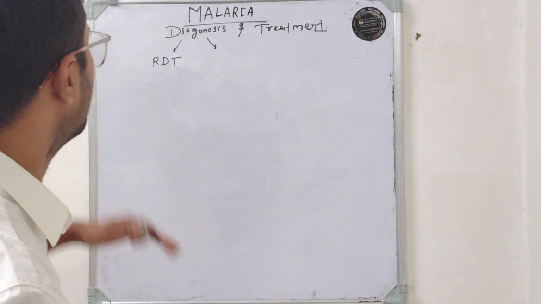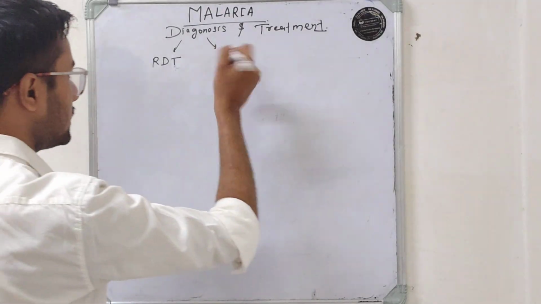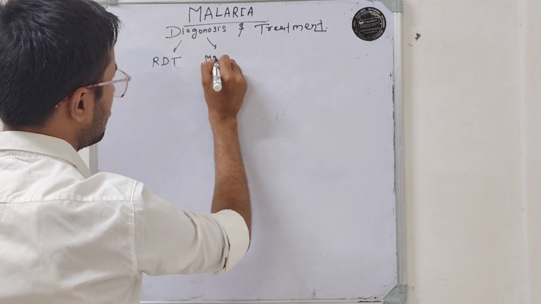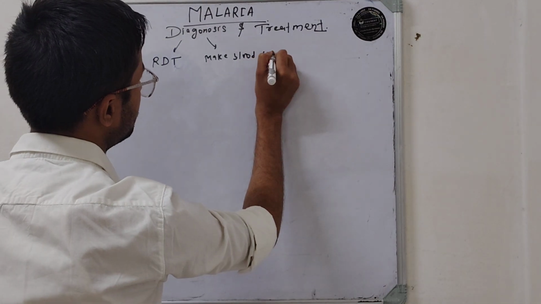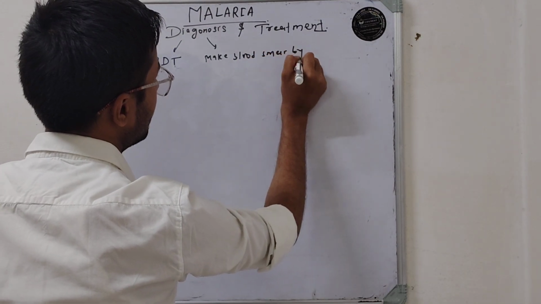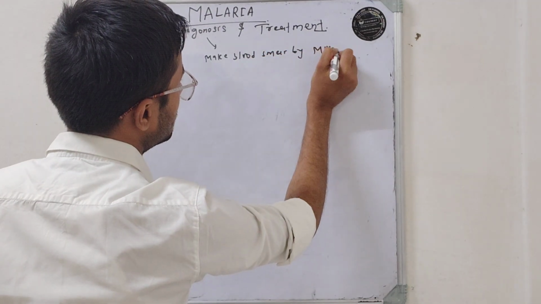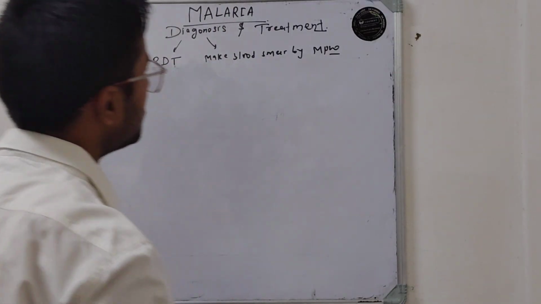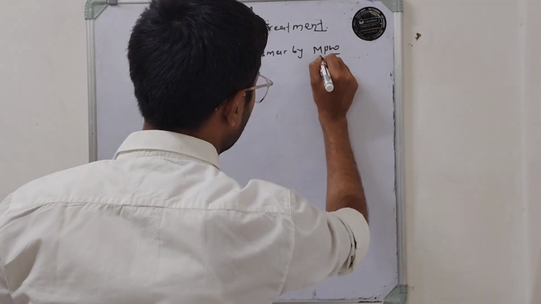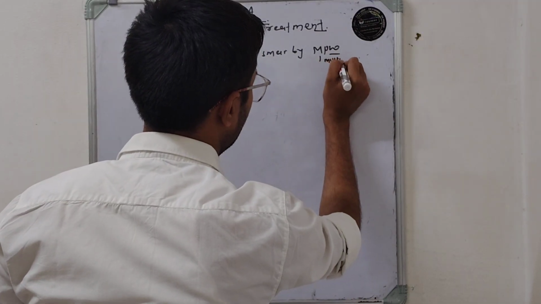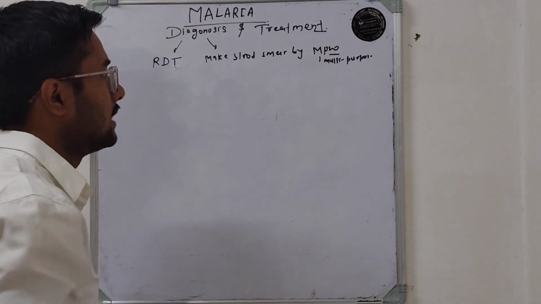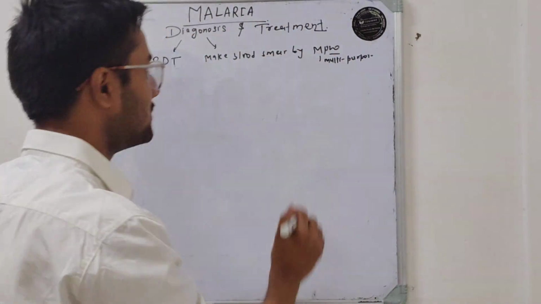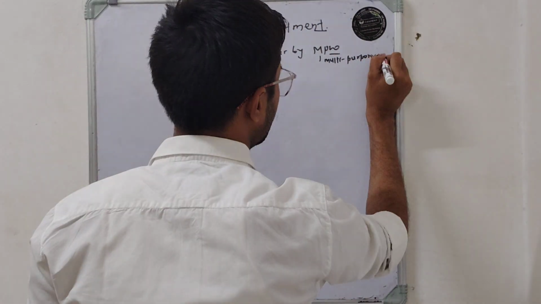Okay, so what is the other thing? The other thing is making a blood smear by MPW. Sir, what is the meaning of this MPW? MPW means multi-purpose worker. Multi-purpose worker. Acha, they have the ability to do many works like that. Yes, they are basically multi-purpose workers.